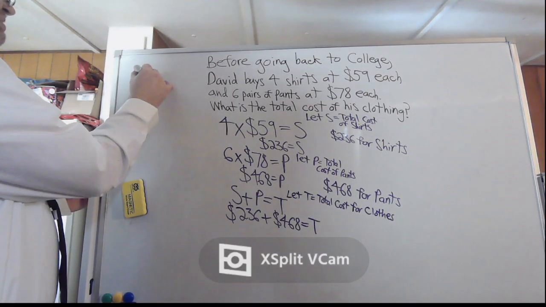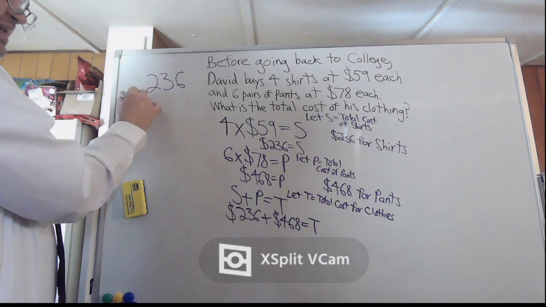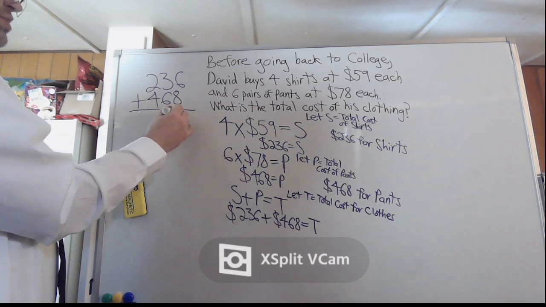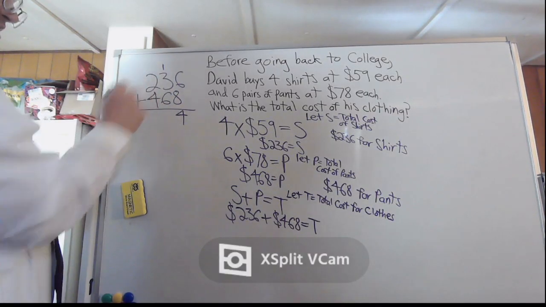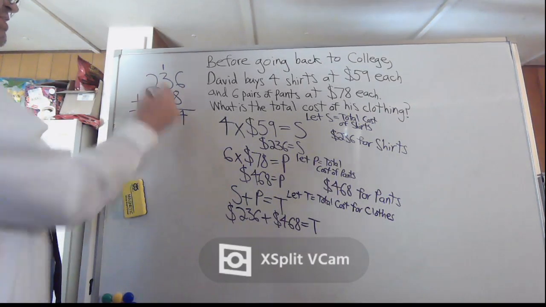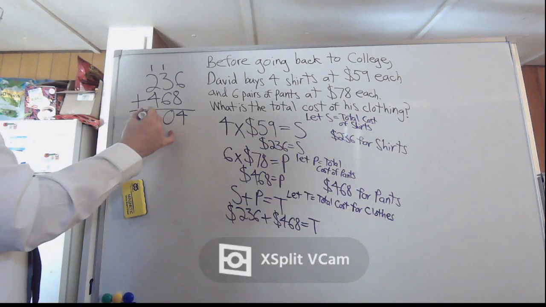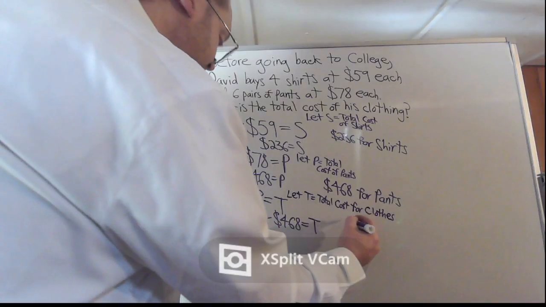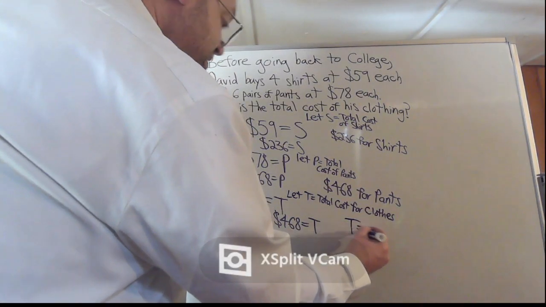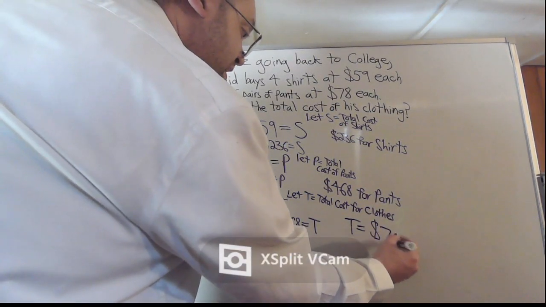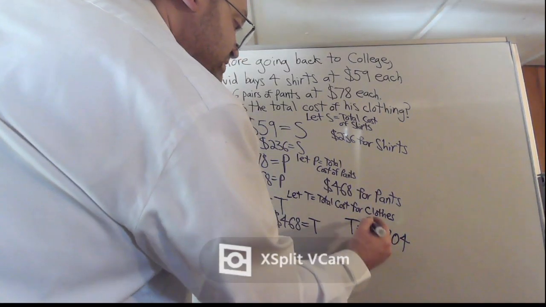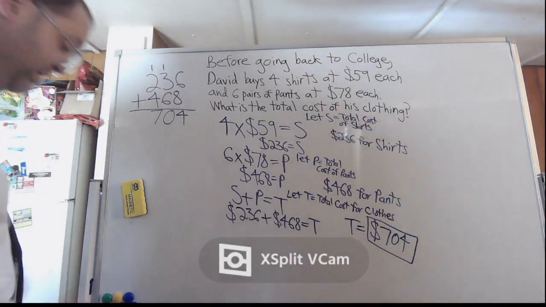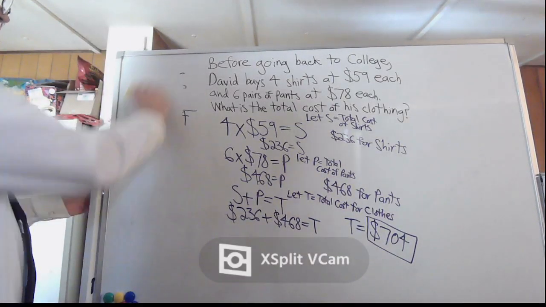So now we can just simply do an addition problem here on the side. 6 plus 8 is 14, so you keep the 4, carry the 1. 1 plus 3 is 4, plus 6 is 10, keep the 0, carry the 1. 1 plus 2 is 3, plus 4 is 7. So that would have to mean that the total cost equals $704. Total cost is $704, and that is your final answer. You did spend quite a bit for clothes, that's for sure.